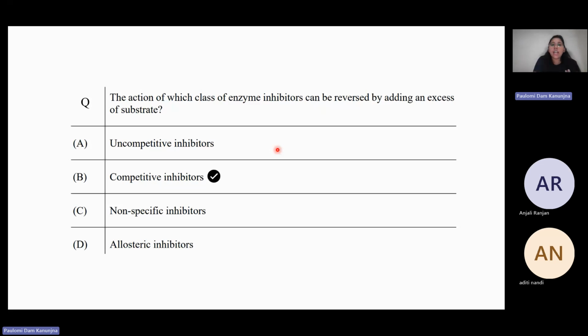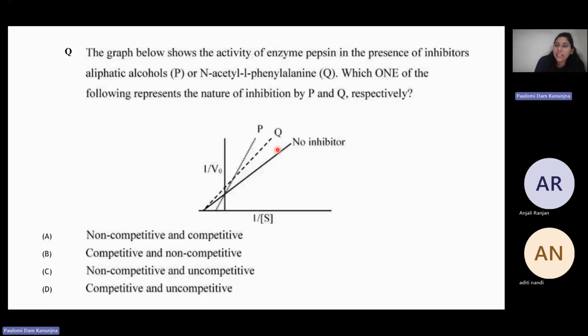Okay, let's do this. So you have this graph here, which is an activity for an enzyme pepsin, in the presence of inhibitors P and Q, right? So if it is inhibited by P, it is in this dotted line. If it is inhibited by Q, it is in its dashed lines. Look at the nature of the lines and tell me what nature of inhibition is by P and what is the nature of inhibition by Q. Be competitive and non-competitive. Okay.